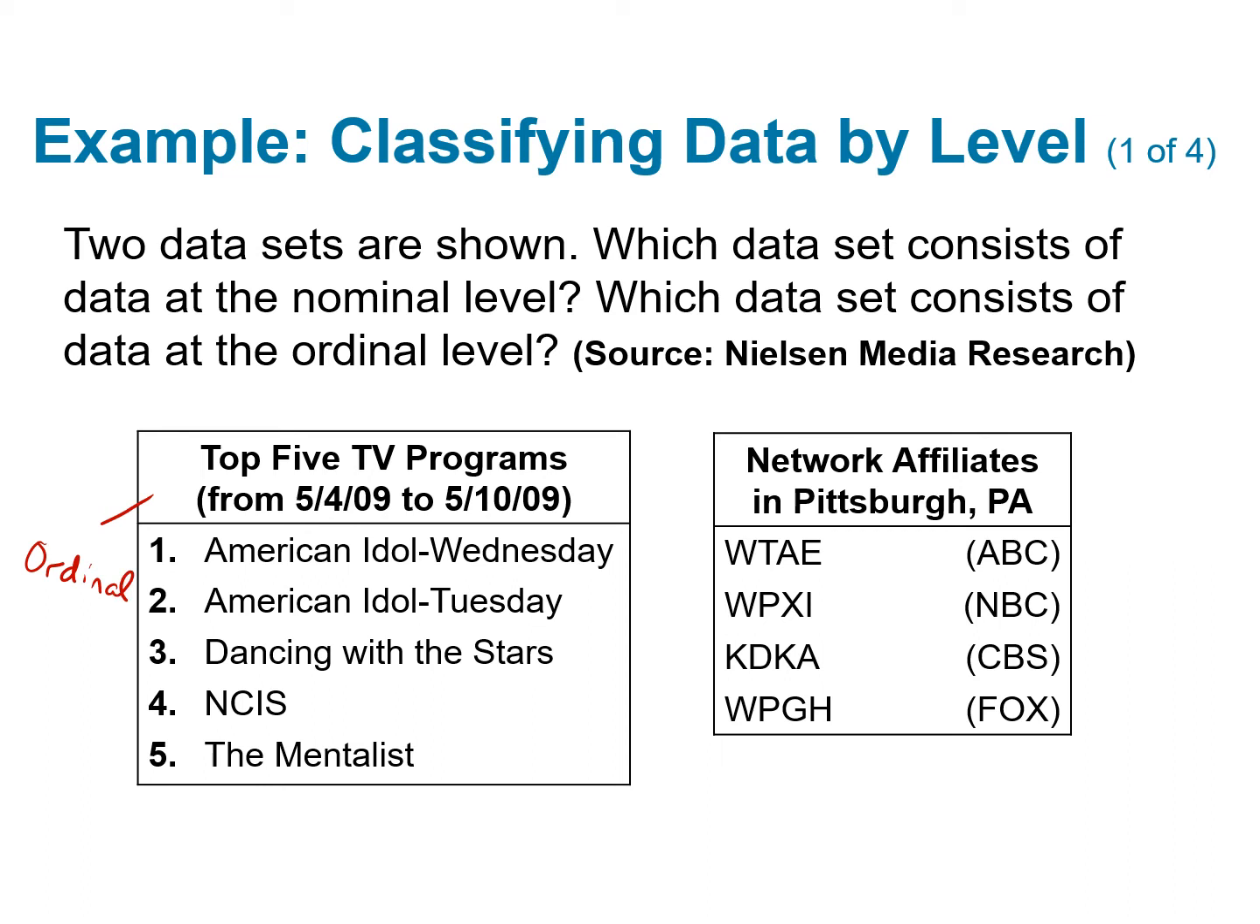Now let's look at the second data set. So the network affiliates in Pittsburgh, Pennsylvania. So we've got WTAE, which is an ABC station, WPXI, which is NBC, KDKA, which is CBS, and WPGH, which is Fox. And so we want to know, is this nominal or is this ordinal? So do we have anything that tells us we can put these stations in a logical order?